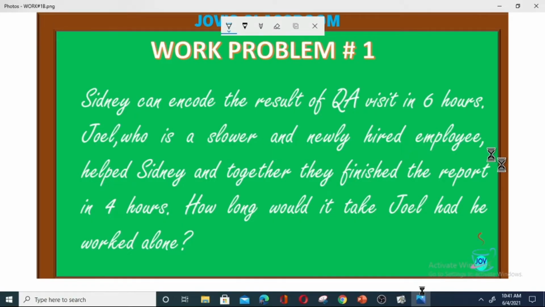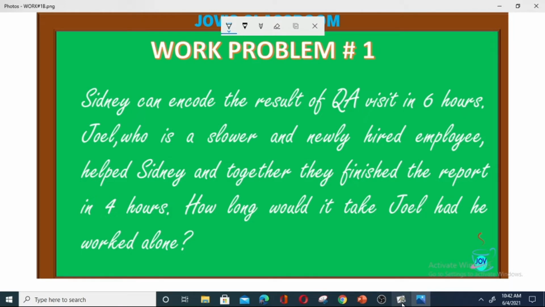Let us solve problem number 1. Sydney can encode the result of QA visit in 6 hours. Joel, who is a slower and newly hired employee, helped Sydney, and together they finished the report in 4 hours. How long would it take Joel had he worked alone?